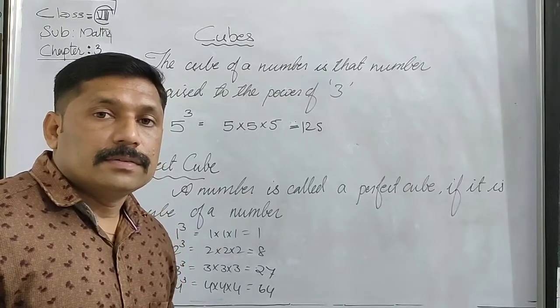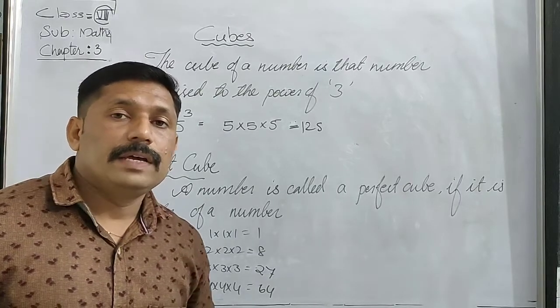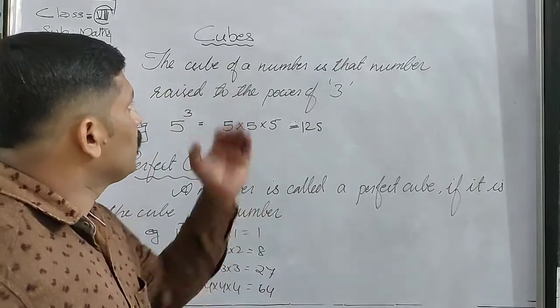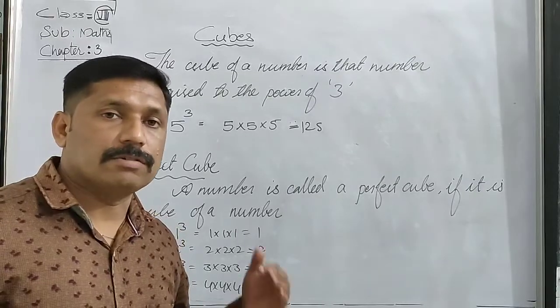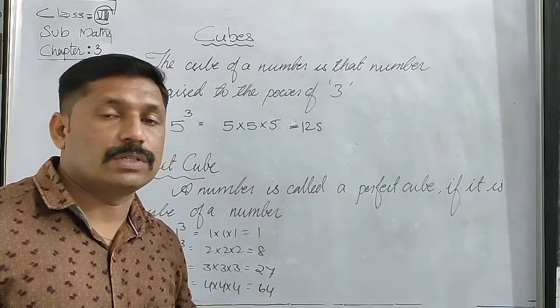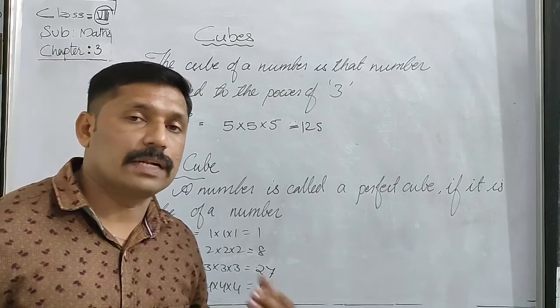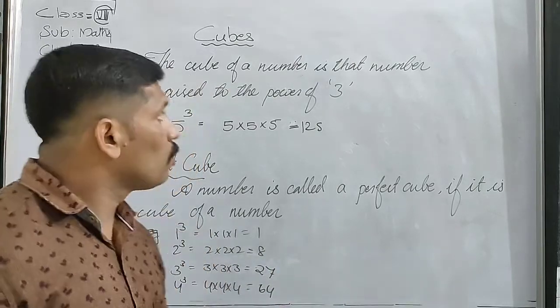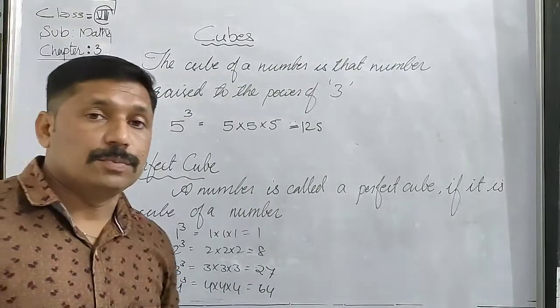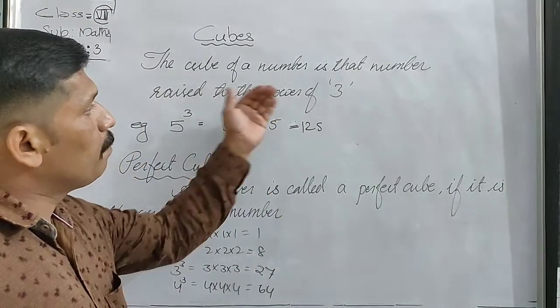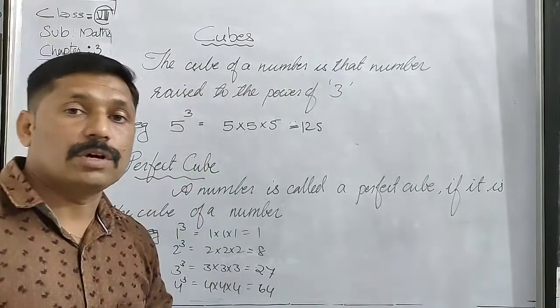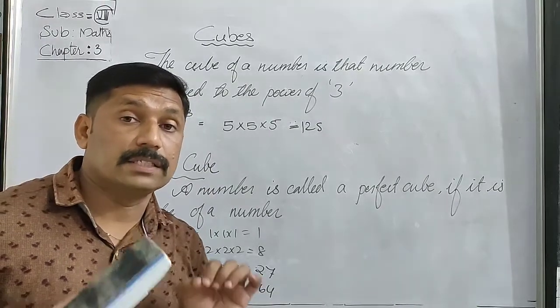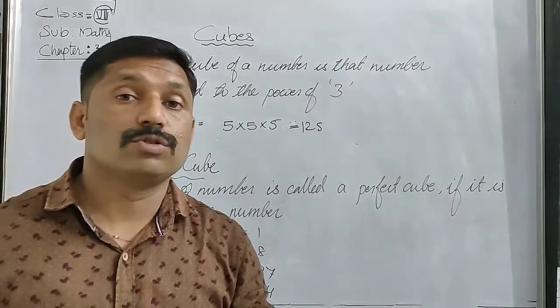Okay. Listen students. Now we go to another topic, that is a new topic, cube. We have studied about square and square root and its properties and how to calculate squares, all the things. Now the next topic is cube. What is a cube? The cube of a number is that number raised to the power of 3.